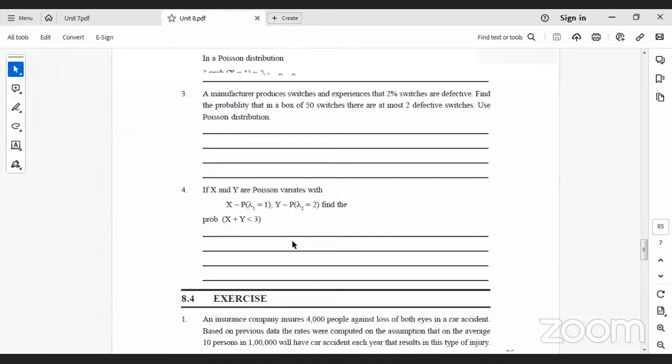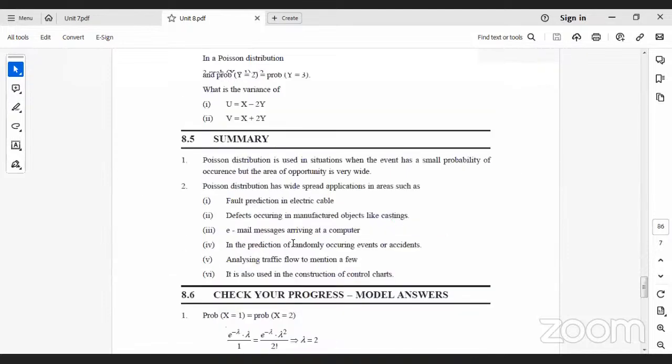Clear? Yes sir. So summary: Poisson distribution is the usual situation when the event has small probability of occurrence but the area of output is very big. Poisson distribution has widespread applications in areas such as fault prediction in electric cable, defects occurring in manufactured objects like casting, email messages arriving at a computer, prediction of randomly occurring events, analyzing traffic flow. It is also used in the construction of control charts.